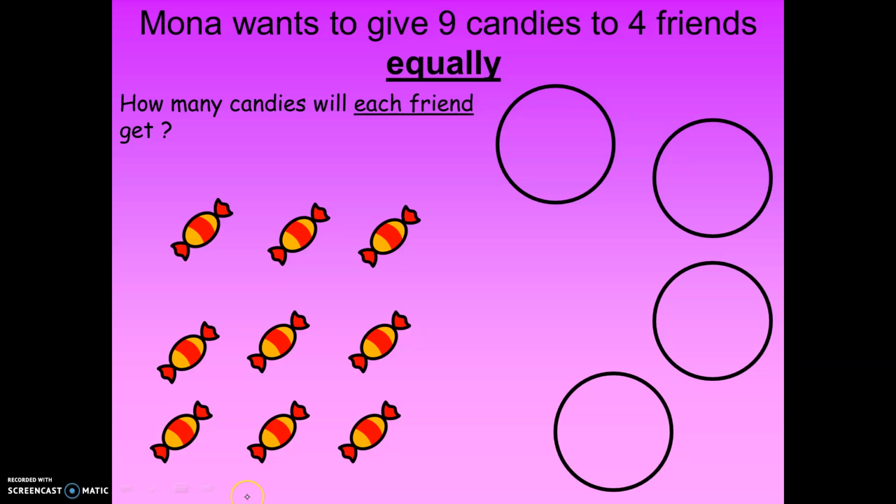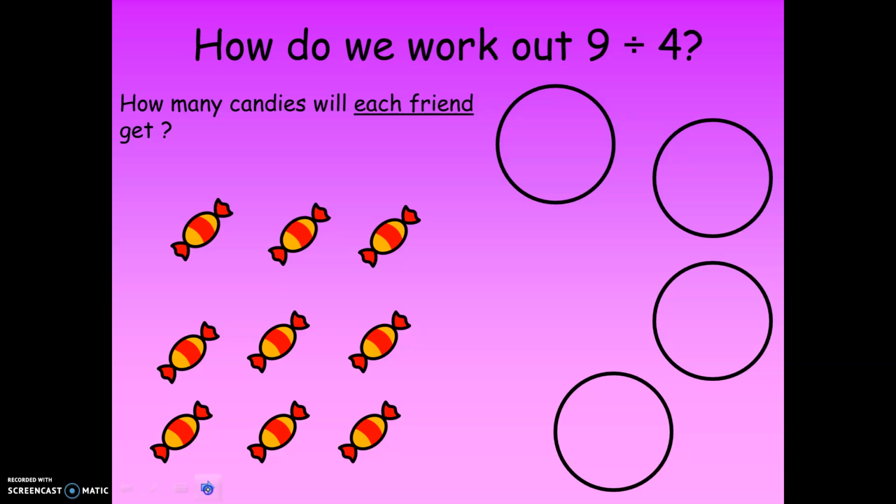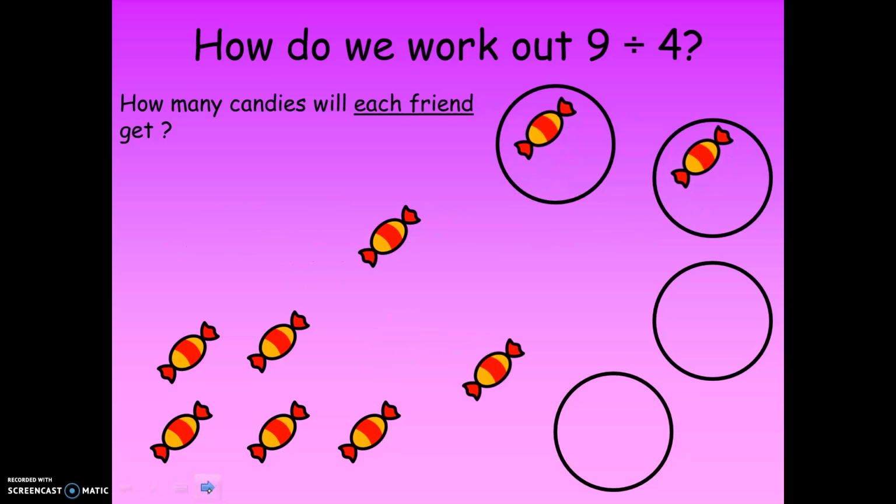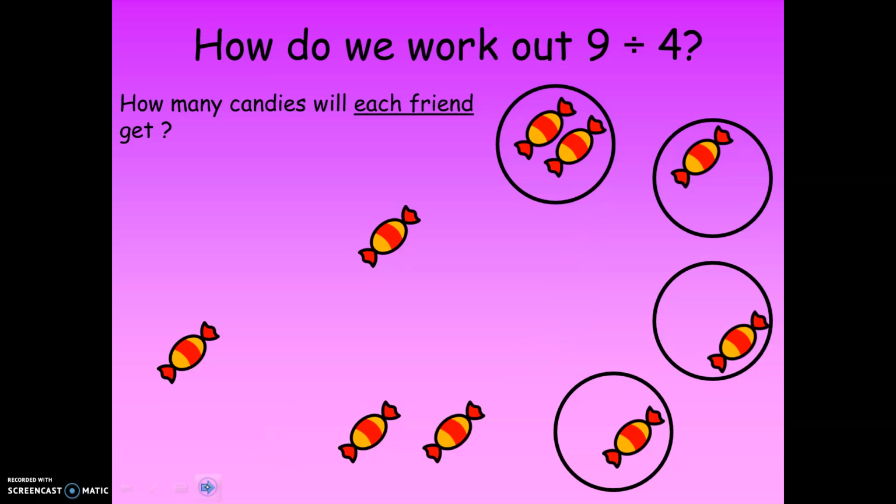Let's distribute. We will make the first round of distribution. So as you know, to be able to distribute equally, you should first give 1 candy to each friend. And then ask yourself, can I do another round of distribution? I still have 5 candies in my hand. It means I can make another round of equal distribution.